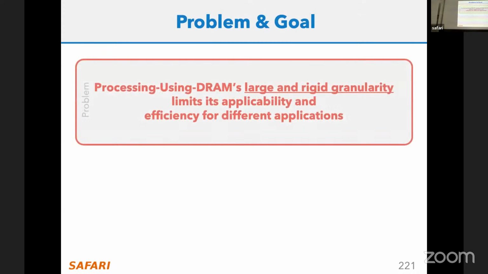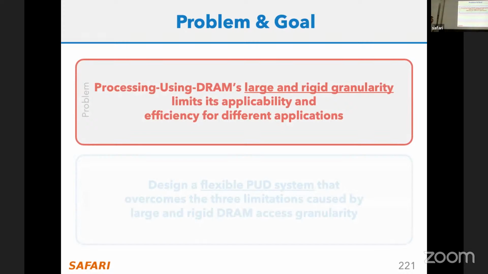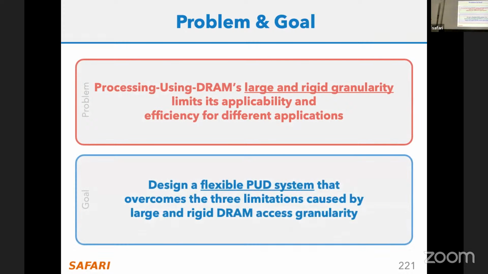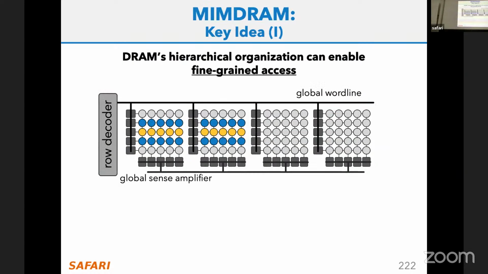So as a summary, even though these processing-using-DRAM architectures are quite efficient, they suffer from this granularity problem of computation. And we did this work that we also presented at HPCA recently, whose goal was to design a flexible processing-using-DRAM system that overcomes those 3 limitations. So to this end, we proposed this system, whose key idea is as follows.